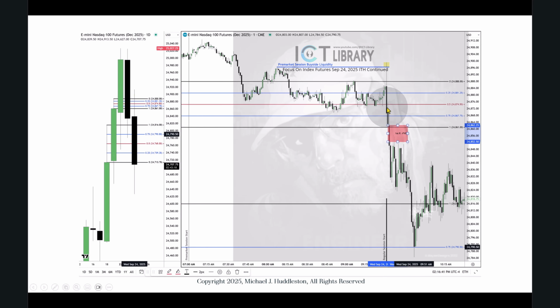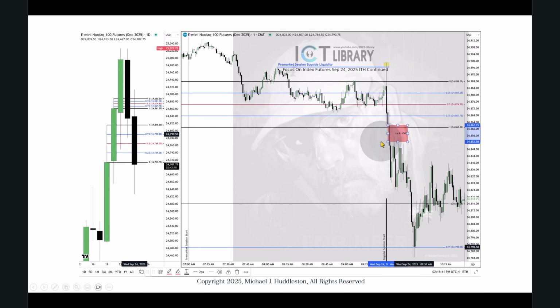You see it came right back up, hit the consequent encroachment level at 24,874.5. Breaks outside of the low of that premium wick here. So it's trading right here now. Okay. And this first presented fair value gap is a SIBI, not using 9:30. So this is the first one that formed.